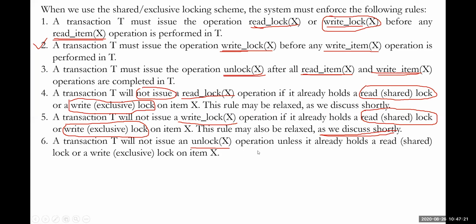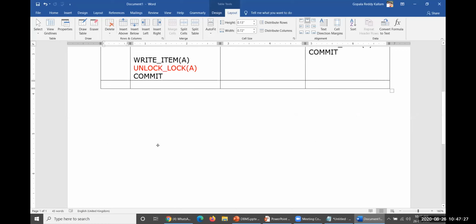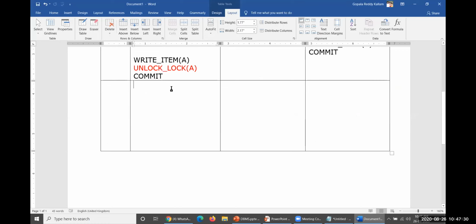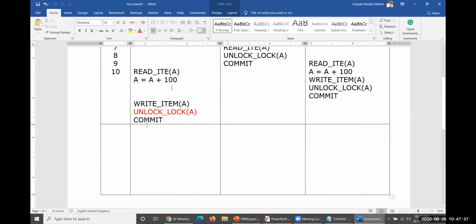So to satisfy these rules and regulations, I will write the transactions, which could look like this. You have to begin your transaction. Let me copy this one from here. Begin transaction. Then followed by read_lock of item A. However, you can take your own item. Then followed by read_item of A. Then you have to perform your own operations: A plus A into 0.12, a percentage increase.